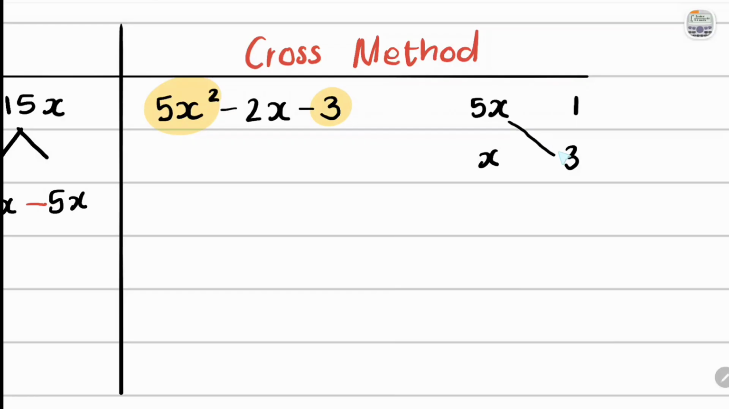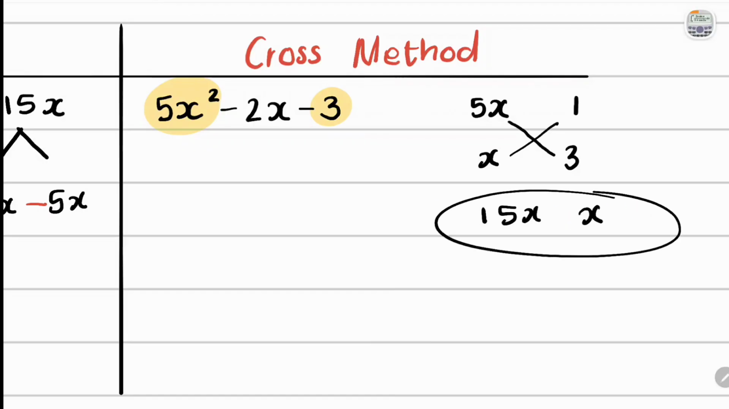So we'll say the 5x times the 3, which gives you a 15x, and then x times 1, which gives you an x. When you stare at 15x and x, do you think they can ever give you this middle term of -2x? No. Okay, so that means there's something wrong with your factors. You don't erase your factors immediately. You just change the order of one set. So instead of writing this as 1 and 3, you can write it as 3 and 1. That's what we're going to do.